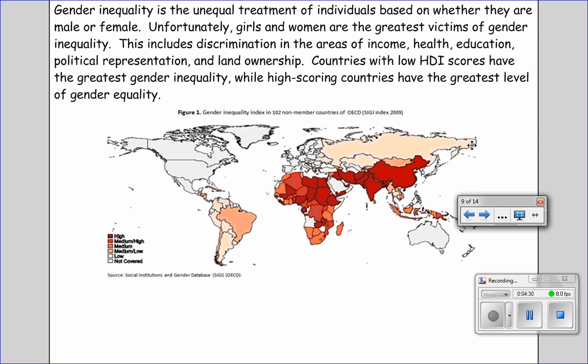And this is from 2009, but sadly, there has not been any significant change in the levels of gender inequality, as seen on this world map here. So in red, you can see these are the areas that have the highest level of gender inequality, whereas the lighter colored areas are the countries that have the greatest level of gender equality.